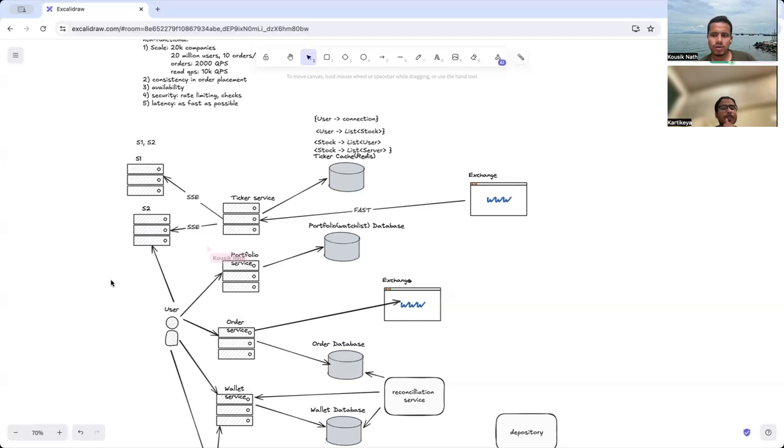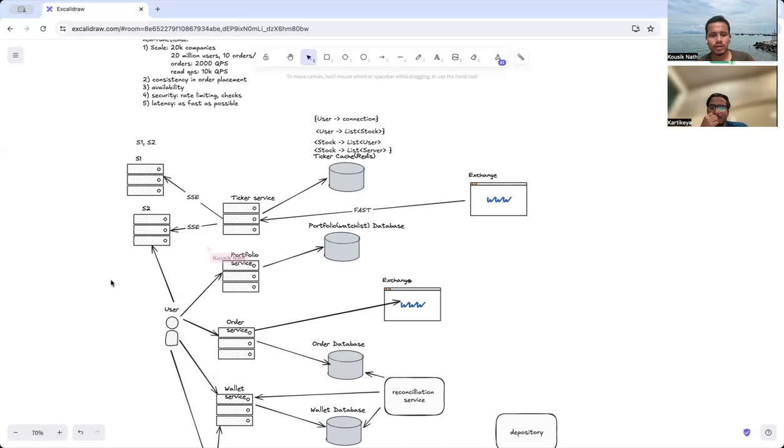When the user first logs into the app, it makes a connection with the ticker service, and the ticker service tells the user to connect to S1 or S2. Depending on the busyness of S1 or S2, or some algorithm, it identifies that S1 is less busy, and tells the user to talk to S1. The user gets connected to S1, and the ticker service itself stores that the user is connected to S1. So all the stocks to be shown to this particular user should be streamed to S1.